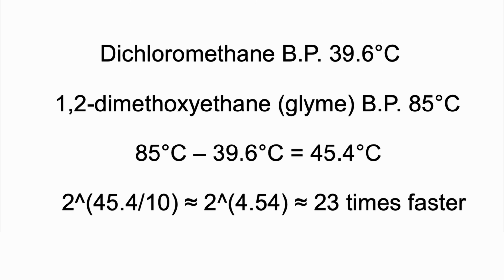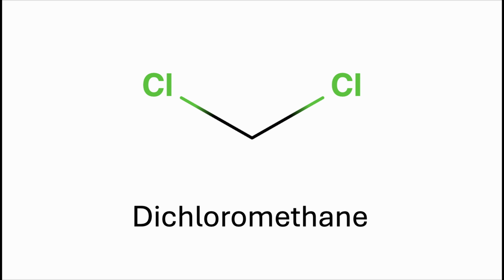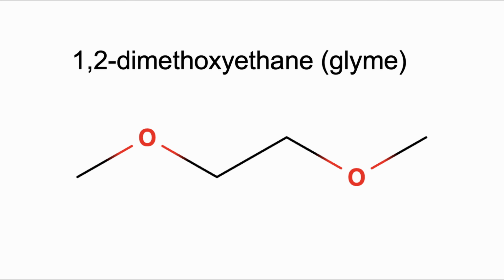If we consider that every 10 degrees Celsius increase doubles the reaction rate, then the reaction in glyme would be approximately 23 times faster. So when using dichloromethane, the reaction would take 23 times longer to complete compared to glyme. This is why solvent choice and its boiling point is so critical in influencing reaction kinetics. Glyme also stabilizes the produced intermediates and allows for cross-solubility for the reaction.